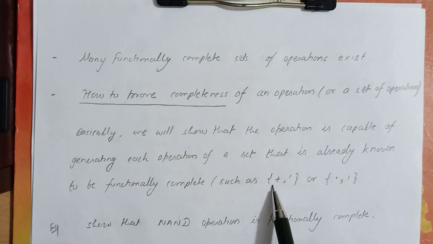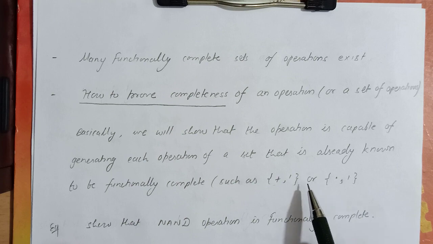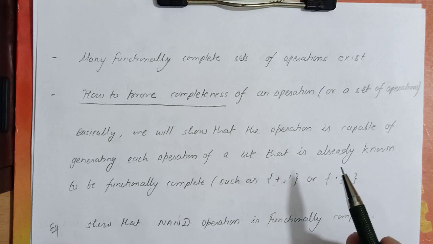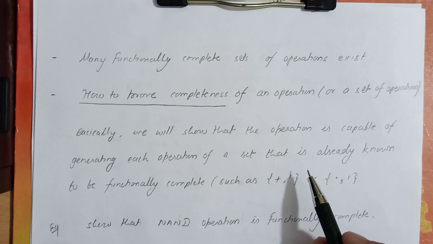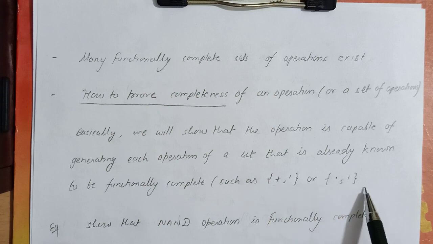So we know that these two sets, OR together with complement and AND together with complement, are functionally complete. So if any operation or set of operations is given, we will try to generate operations from these sets.